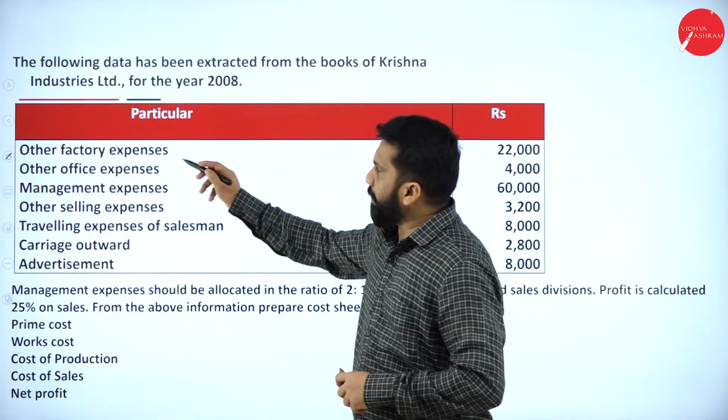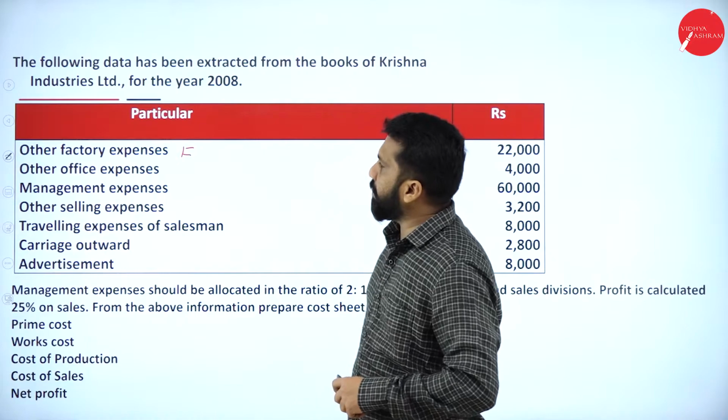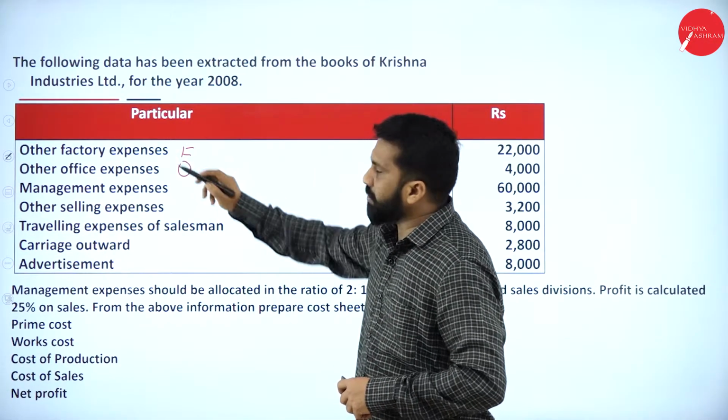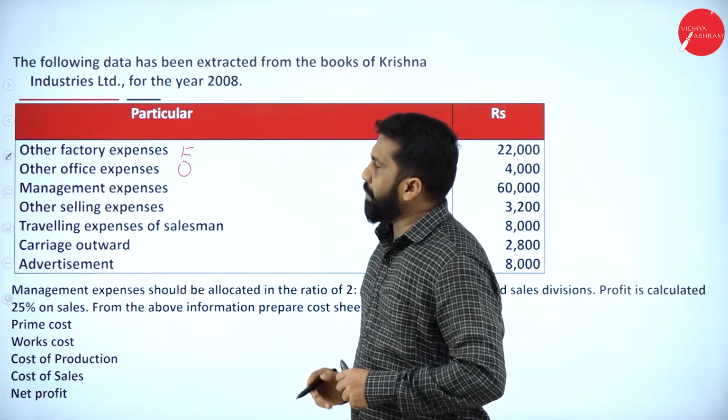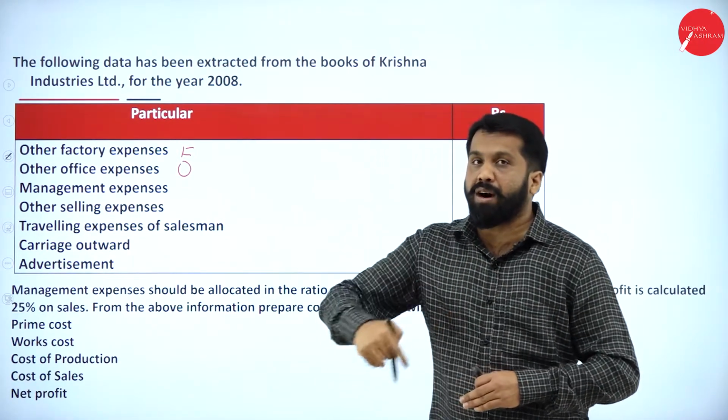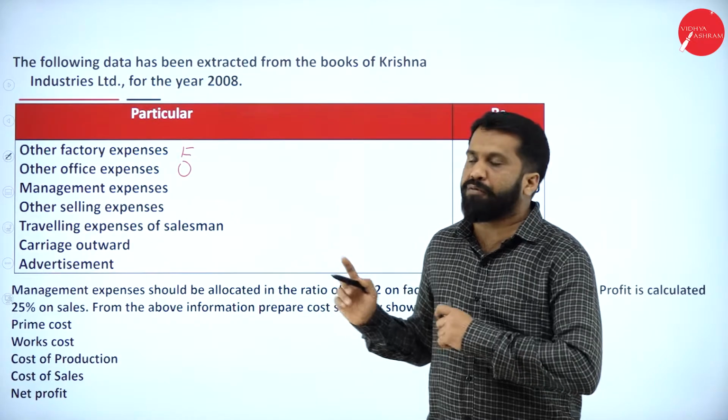Now, other factory expenses come under factory. Other office expenses come under office. Management expenses. Management, where will they be? They will be in the office. So it will be what? Office expenses.